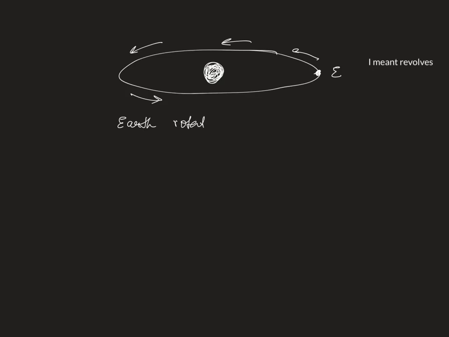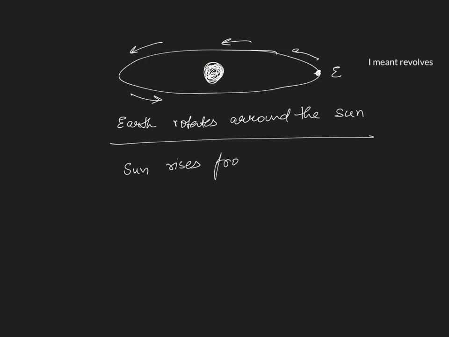rotates around the Sun, and that is the most generic statement anyone uses. But what happens when you wake up every morning, and what do you say, and what do you read in regular textbooks? The statement that is used is that the sun rises from the east.